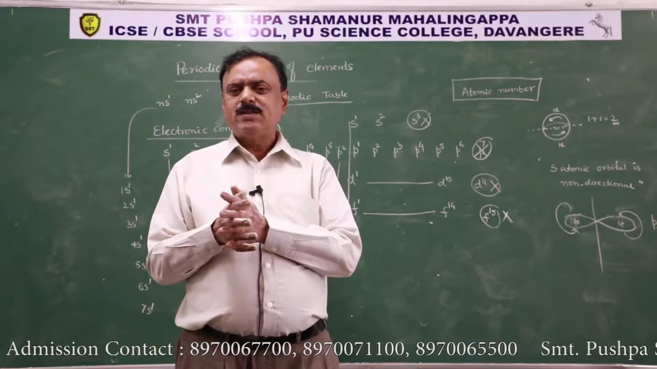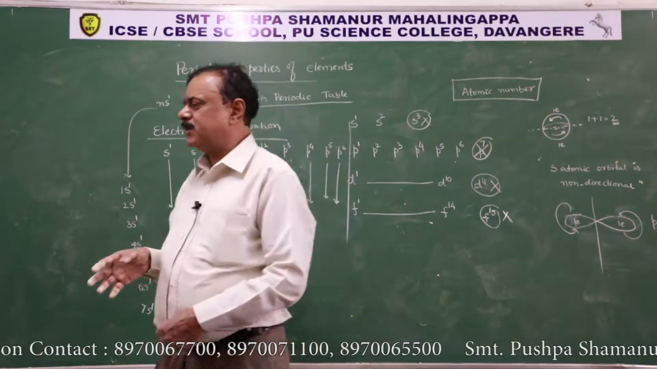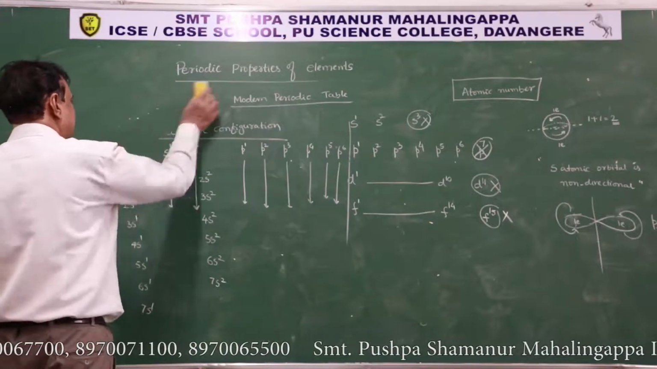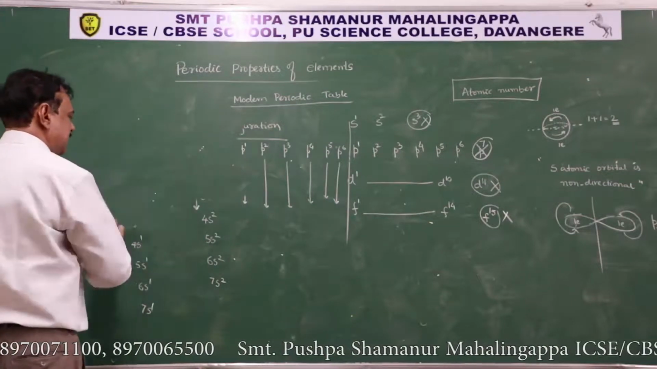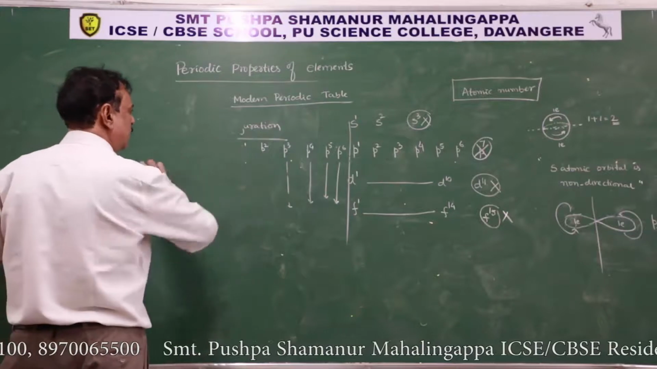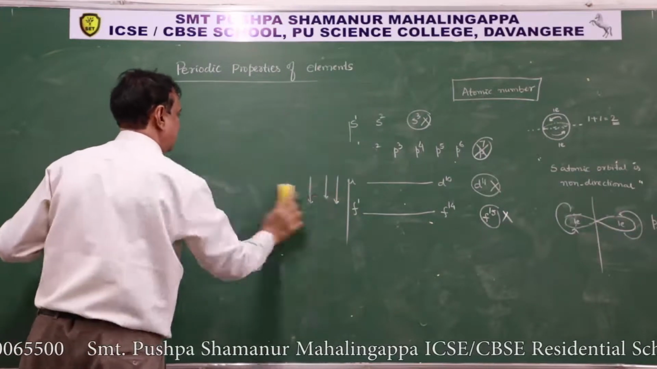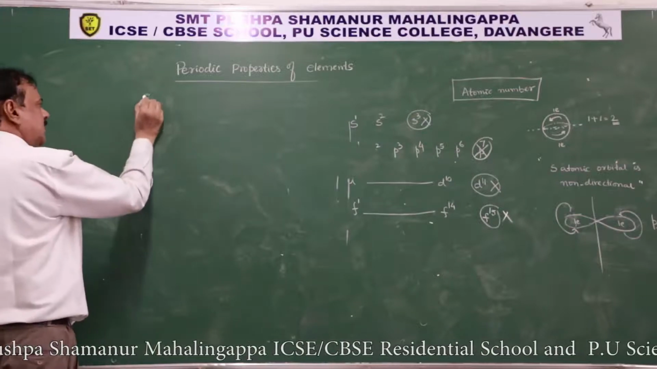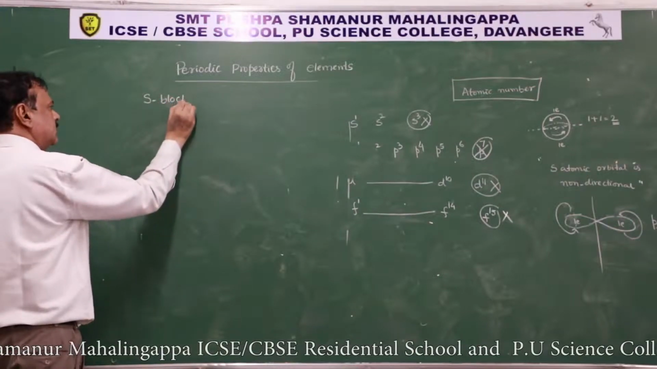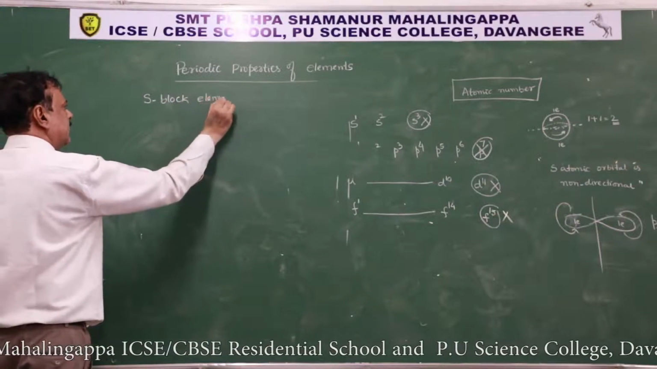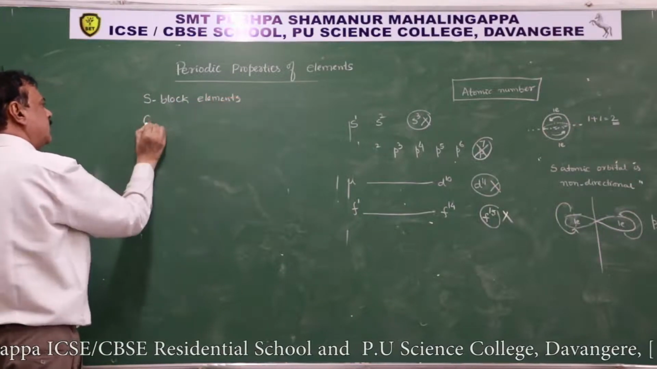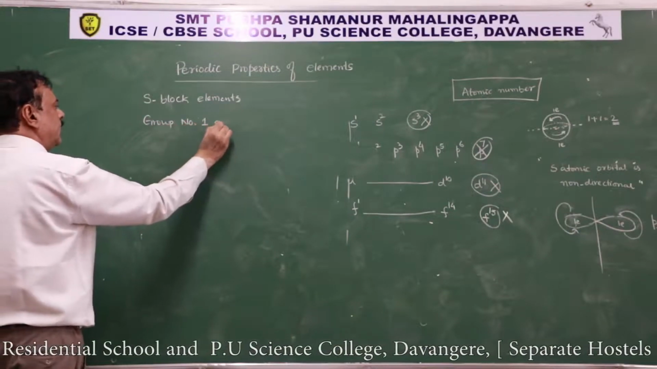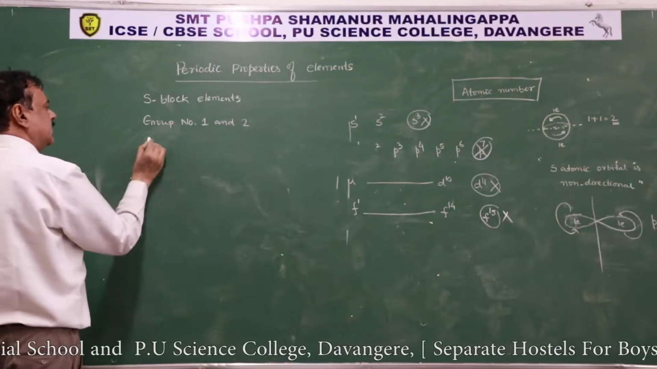Very important, group number 1 and group number 2 elements are called the s block elements. For group number 1, the general electronic configuration is ns1. For group number 2, we have ns2 configuration. Therefore, what are s block elements? Please remember, group number 1 and 2 are called s block elements.